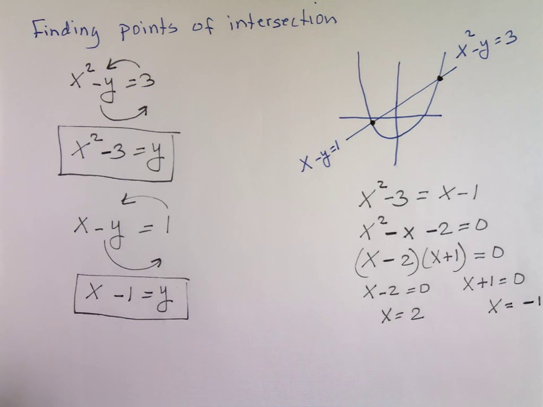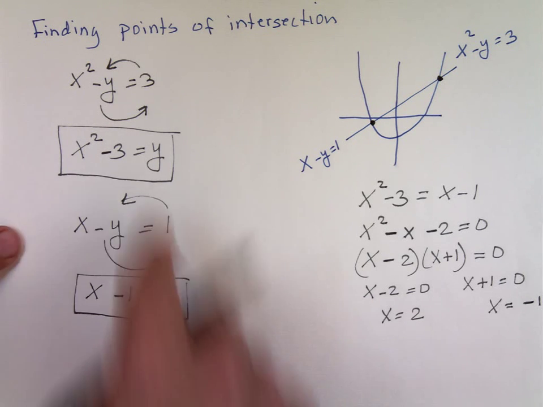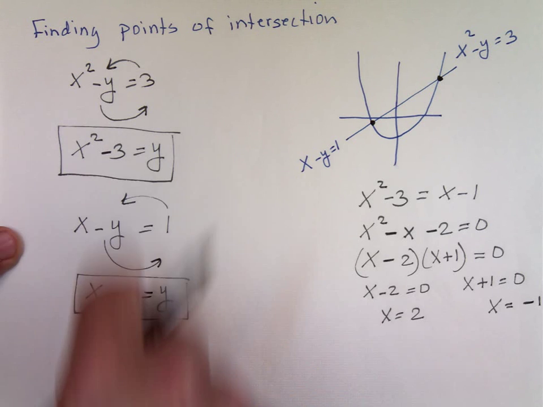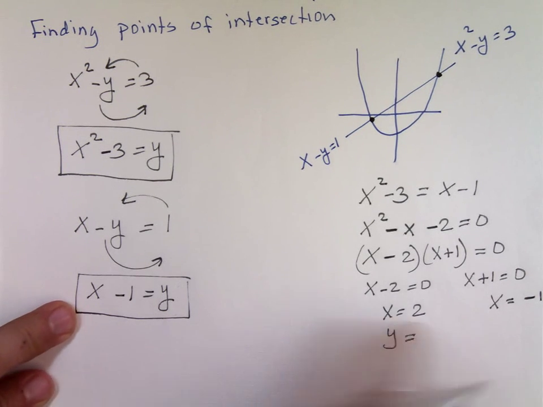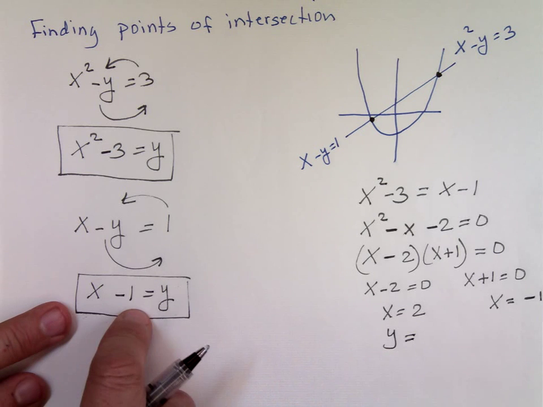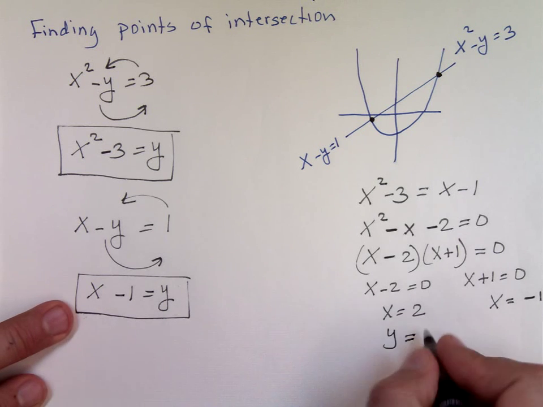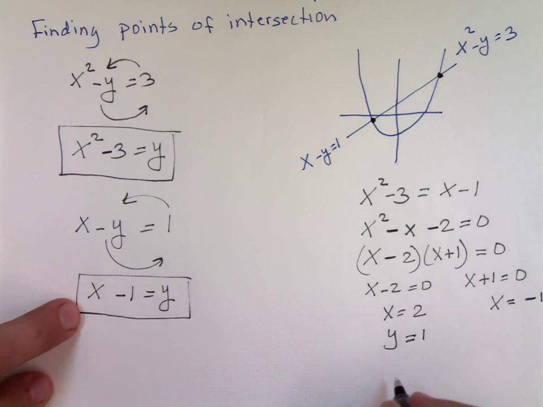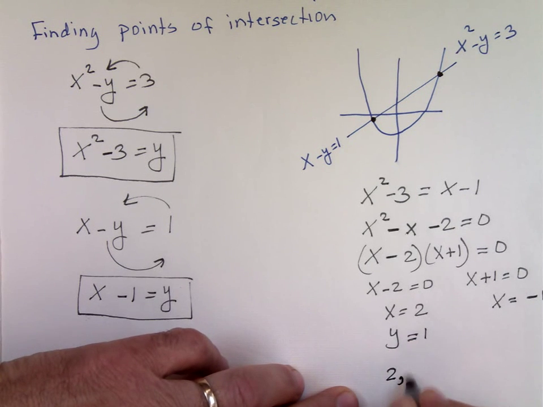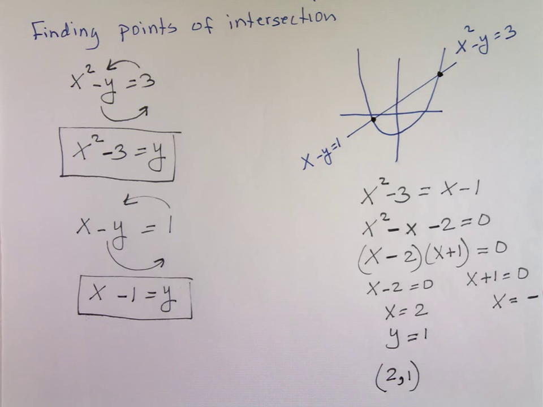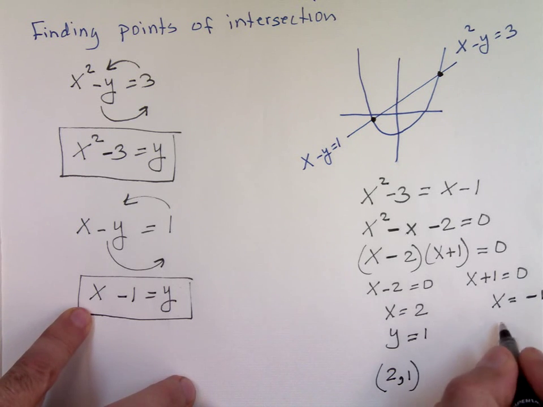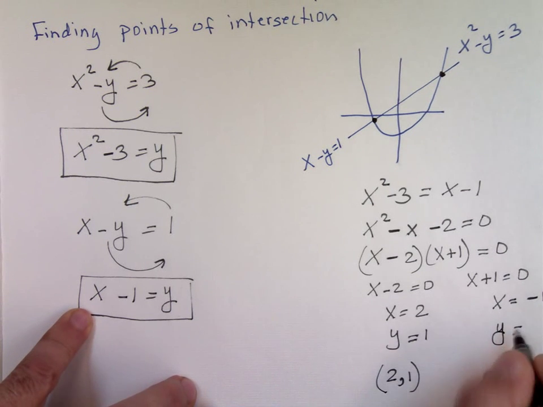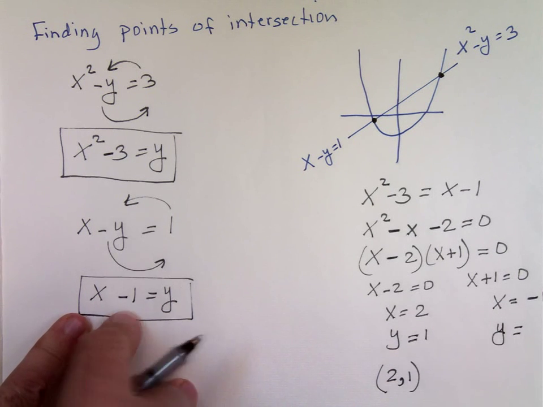If you know x, can you find y? Sure, you can go to either one of these two equations. When x is 2, what is the y value? Take the 2 and plug it in. What is 2 minus 1? Is that a 1? So x is 2, y is 1. That's one of them. When x is negative 1, what's the y value? What's negative 1 minus another 1? Negative 2.